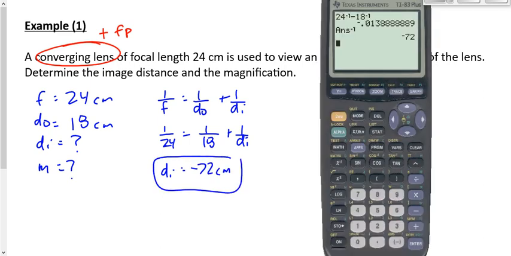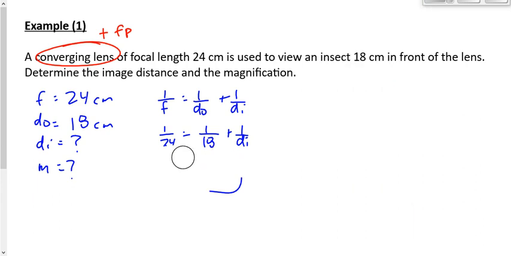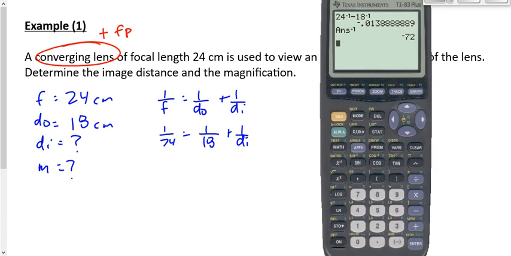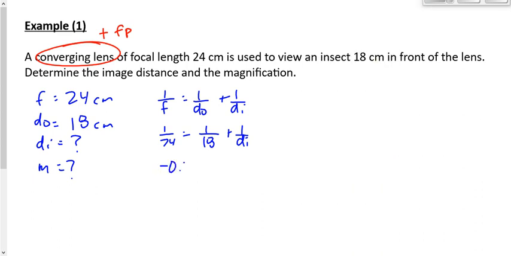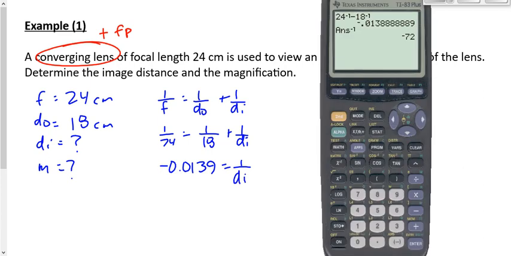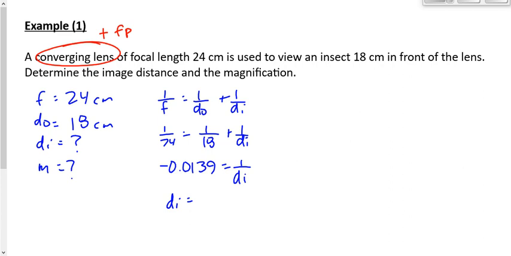You see what I did there? 1 over 24, take away 1 over 18. Okay, and that gave me, this gives me, what was that? Negative 0.0139 equals 1 over di. I just skipped a step there. But then when I solve for di, di is 1 over negative 0.0139. So all I'm going to do is take this number, flip it over, and I end up getting 72.